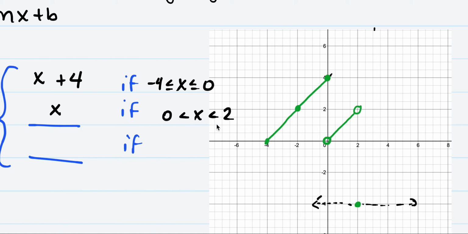Now we have to ask ourselves, can we put equal signs here? And the answer is no, because these circles are not filled in.